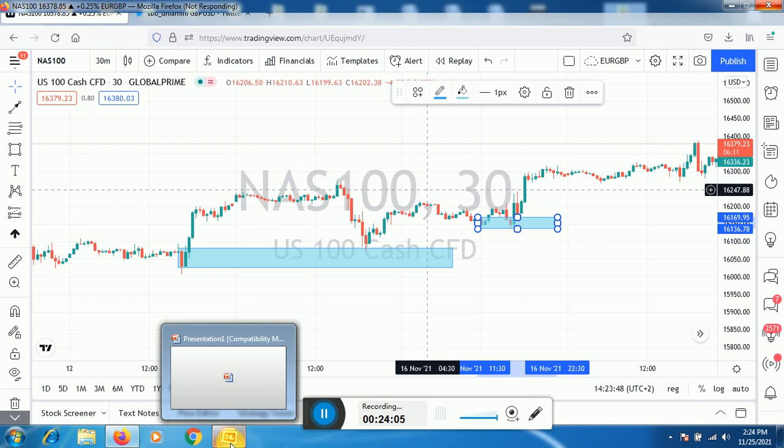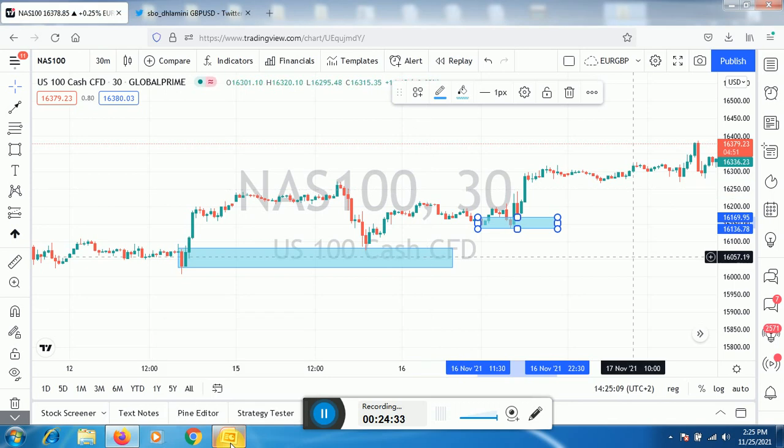So this is why we are calling this an institutional order block, because we are looking at what the smart money is doing. What are the big guys doing with their money? We are trying to follow the footprint of the big money in this terminology of the market structure. So the institutional order block forms part of the market structure.